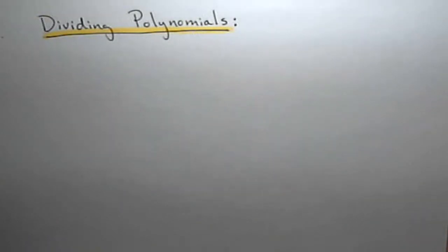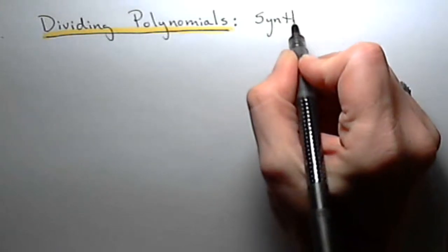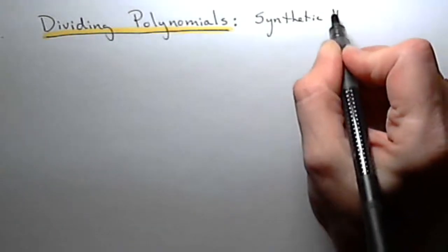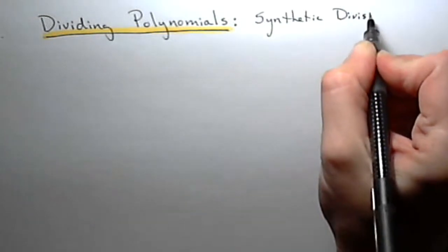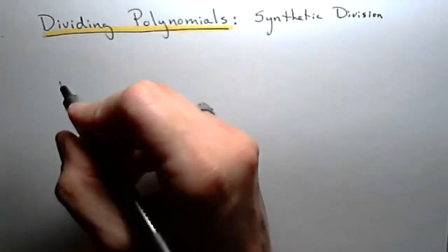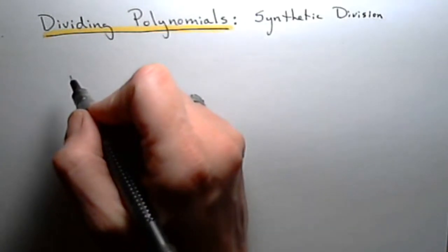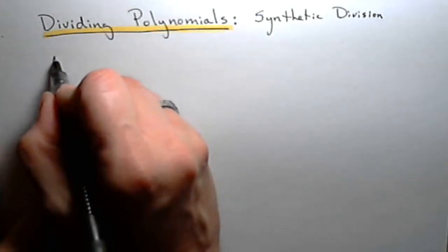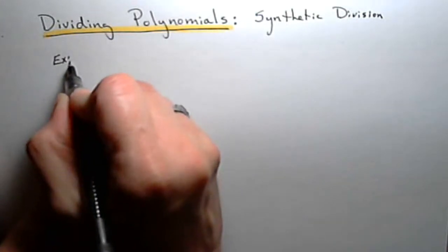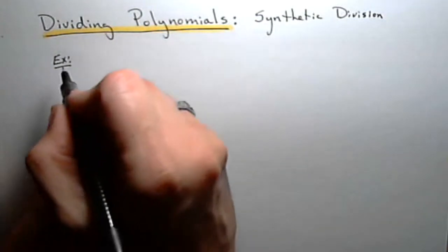Another way to divide polynomials is using synthetic division. It's a kind of an abstract way of doing a problem, but it's a little bit simpler than the long division method. We're going to do one that's fairly lengthy, but should come out just fine.